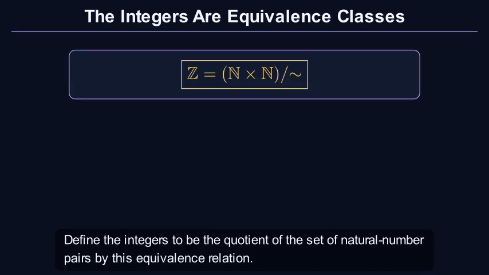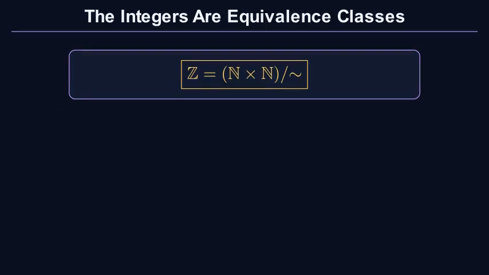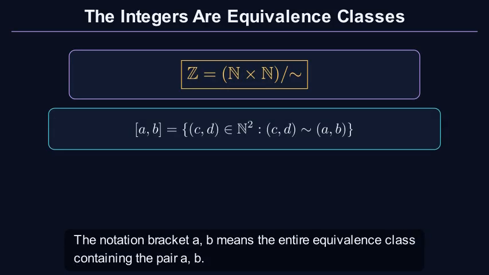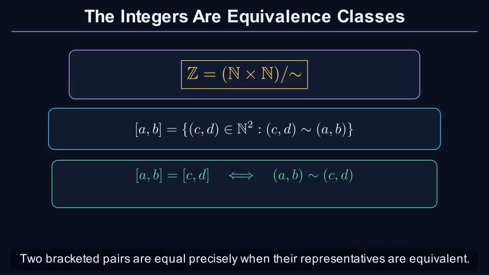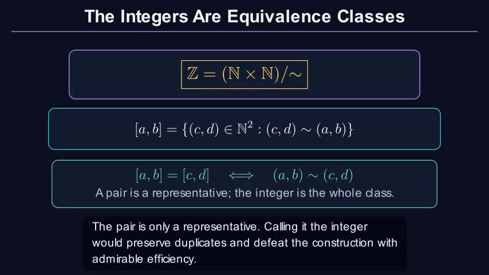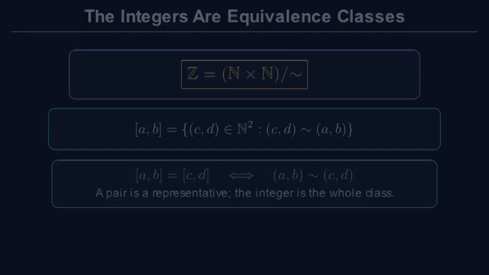Define the integers to be the quotient of the set of natural number pairs by this equivalence relation. The notation bracket a, b means the entire equivalence class containing the pair a, b. Two bracketed pairs are equal precisely when their representatives are equivalent. The pair is only a representative. Calling it the integer would preserve duplicates and defeat the construction with admirable efficiency.